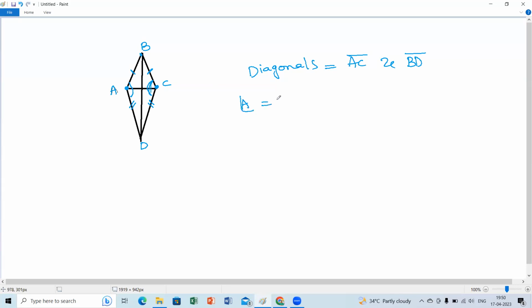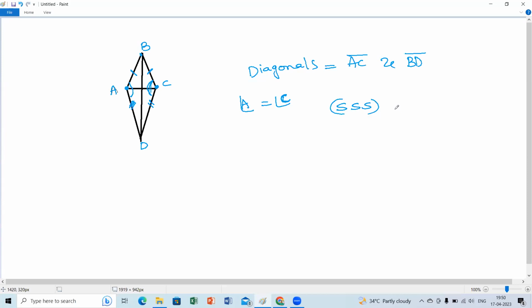Why is angle A equal to angle C, children? Because of which congruent rule? This is a common side. Which congruent rule are we using? Side, because BD is a common side. AB is congruent to BC, AD is congruent to CD, and BD is a common side.